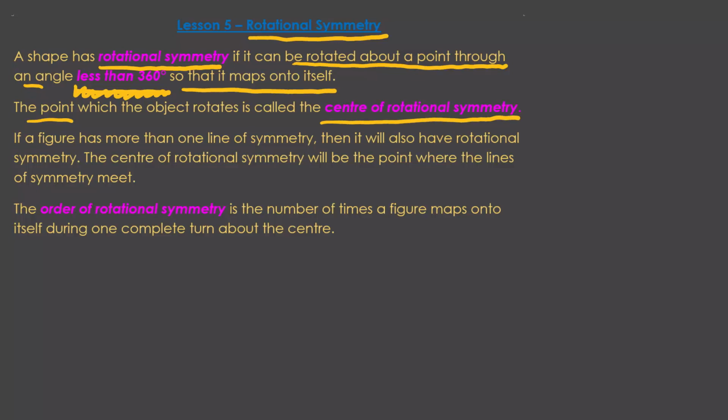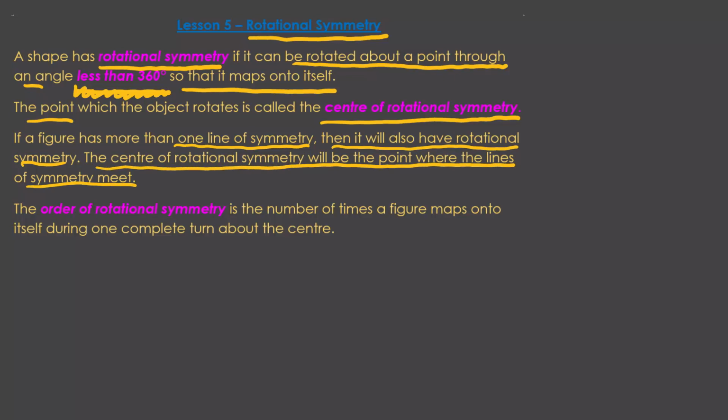If a figure has more than one line of symmetry, then it will also have rotational symmetry. The center of rotational symmetry will be the point where the lines of symmetry meet.